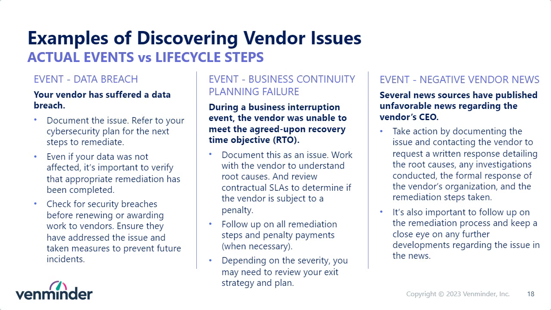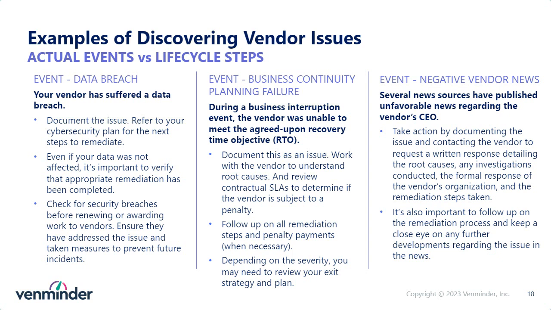We also, if there's been a business continuity planning failure, we need to document that and review our contracts and SLAs. Maybe this was a big problem that interrupted our operations. We might have to enact that penalty for missing that SLA, and depending on the severity, we might even need to test our exit plan, because if they can't get it fixed, that can be a major issue.